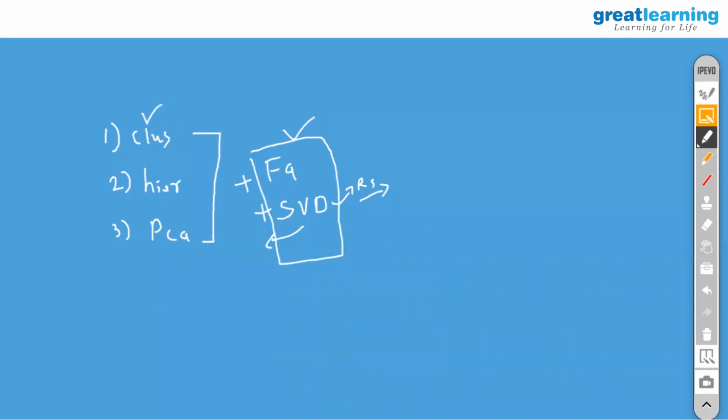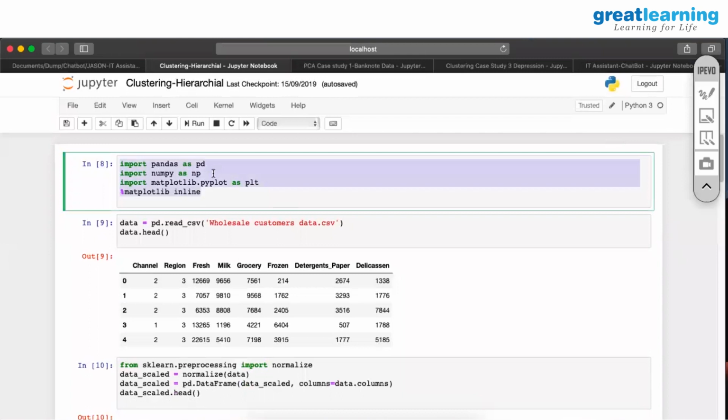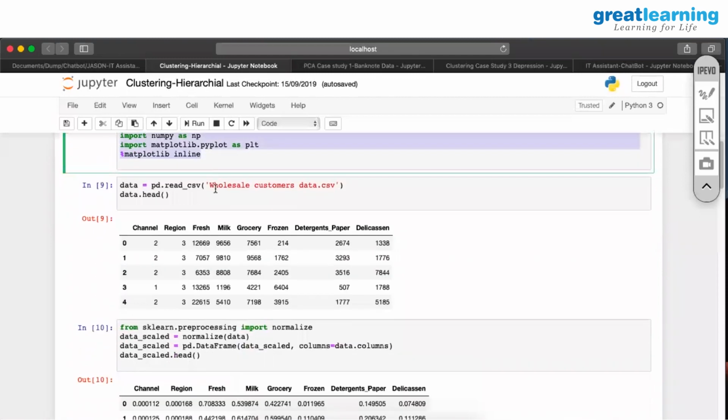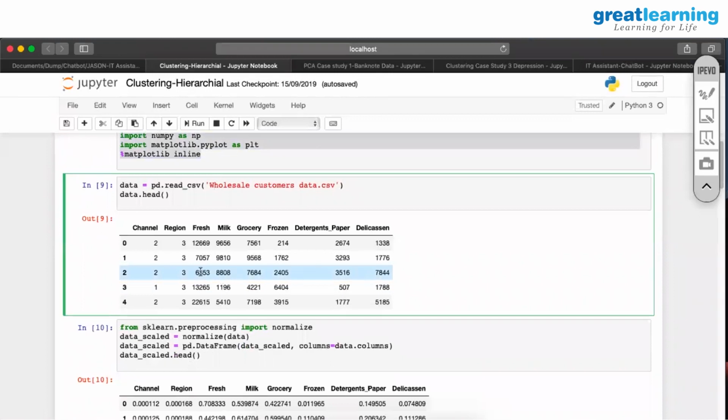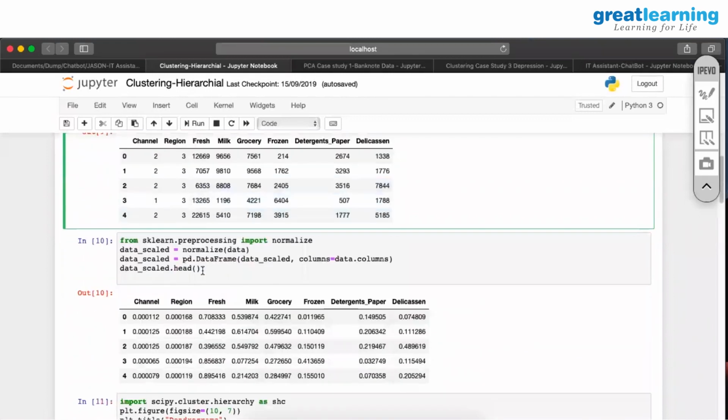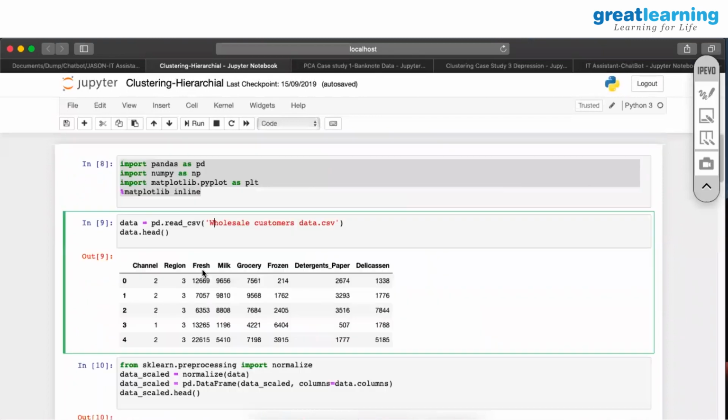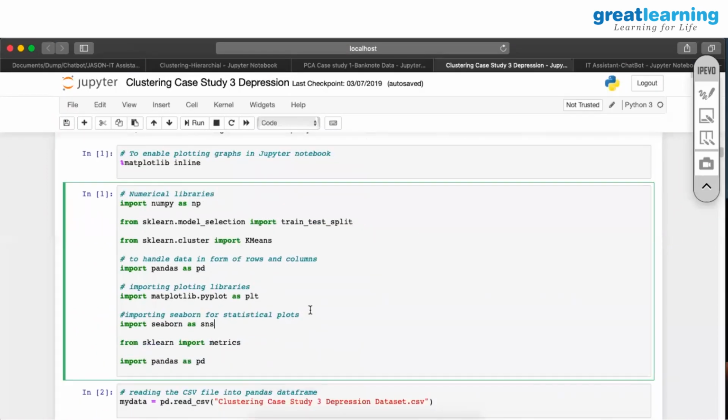So I think last time we did clustering. Does everybody remember clustering, or do you want me to repeat once again quickly? We remember that. Perfect. So let's move on directly to the data set now. As usual, these are our libraries that we are having. This is hierarchical. Okay, so these are my standard libraries that I'm going to import.